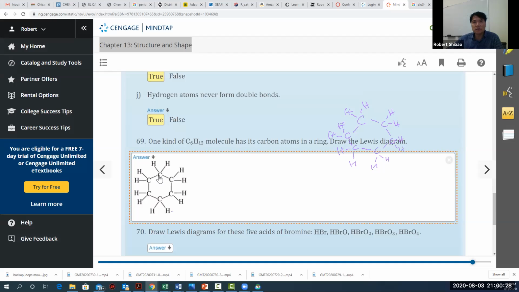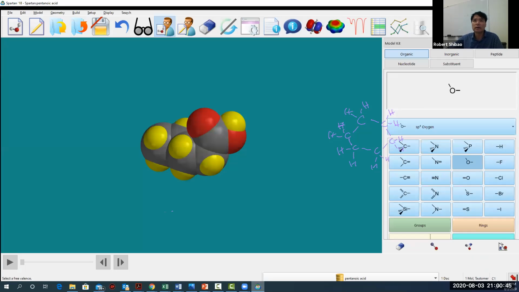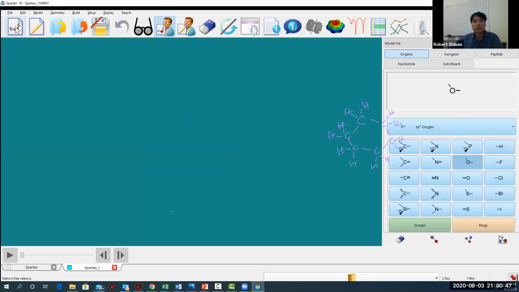Now, each of these carbons is tetrahedral, so this is not a flat ring. This ring has an odd zigzag pattern to it as well. Let's take a look at that odd zigzag pattern on this particular ring. So I'm going to go with a new build here, and we're going to build a ring of tetrahedral carbon atoms.